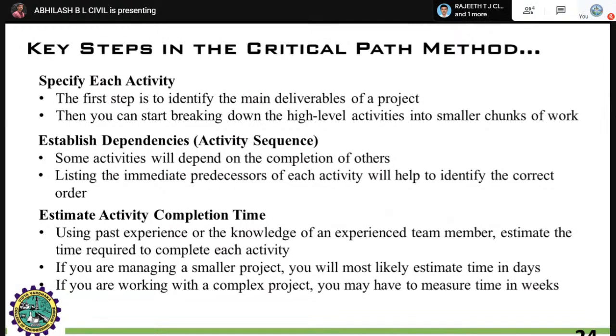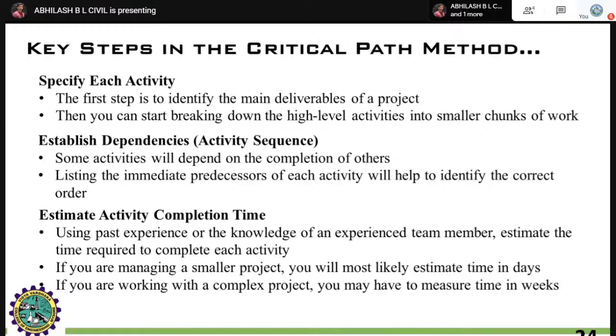Next, establish dependencies, that is activity sequence. Some activities will depend on the completion of others. As I told, without completion of your wall, that is openings of the doors, frames, everything, you cannot provide lintel, right? Without completing the masonry wall, you cannot provide the roof. This is how the activity sequence will depend. That is called dependencies. It depends upon one of the activities.